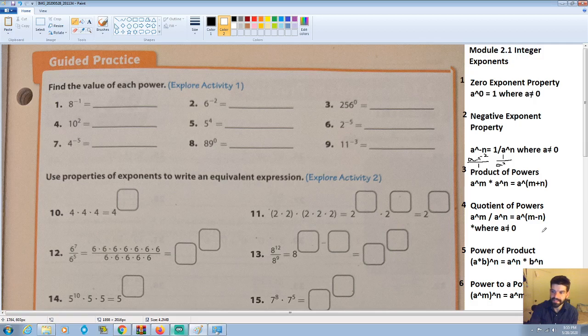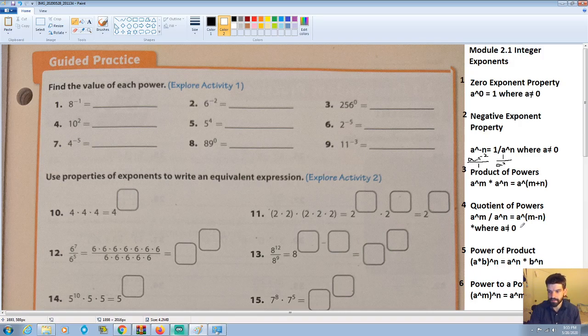Quotient of powers is the same idea as product of powers, except now instead of adding them, we're going to subtract them. But another rule we have to keep in mind is that a cannot equal 0, because if that were the case, 0 can end up in the denominator. And right now, if we try to divide by 0, it's like breaking the mathematical law. So we want to make sure we avoid that situation when we're defining these terms and laws of properties.